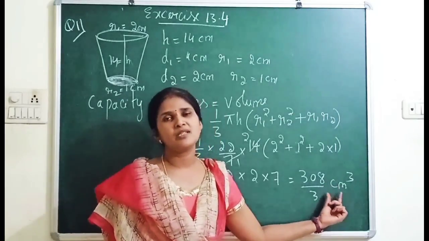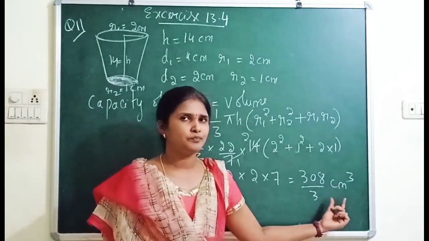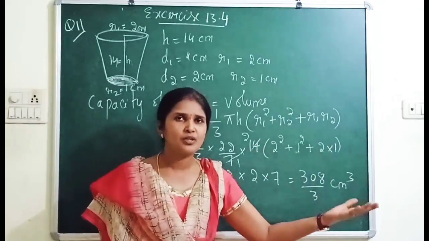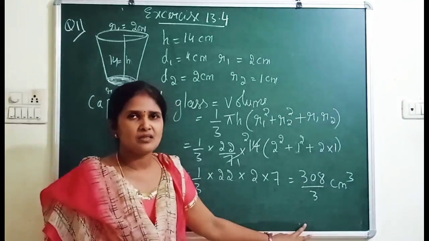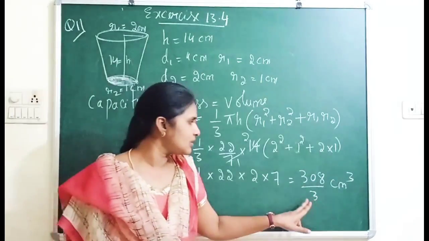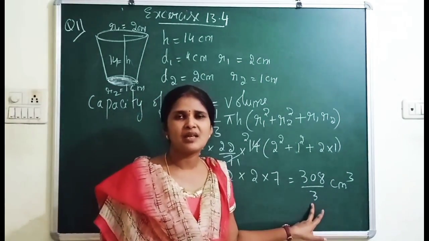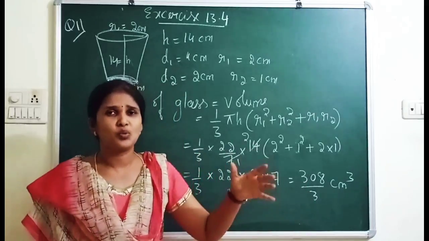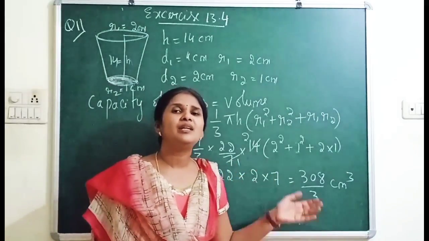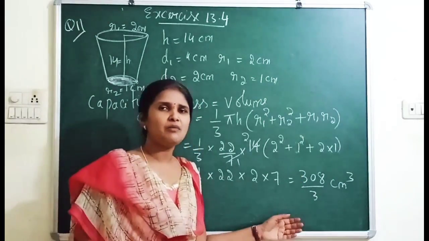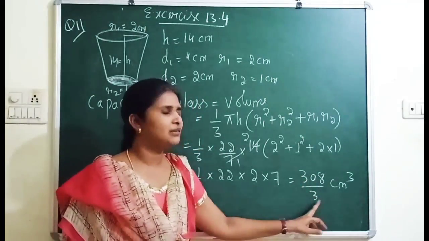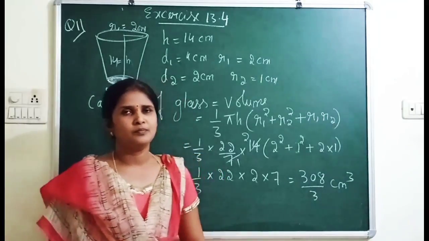Because it is volume, what is the unit? Centimeter cube. If it is meter, you write meter cube. If it is centimeter, you write centimeter cube. As you learned last year, whenever you have denominator 3, 7 or 11, any number other than 2 and 5, you get a non-terminating repeating decimal. So better you keep it in a fraction or a mixed fraction. 308 divided by 3 centimeter cube.